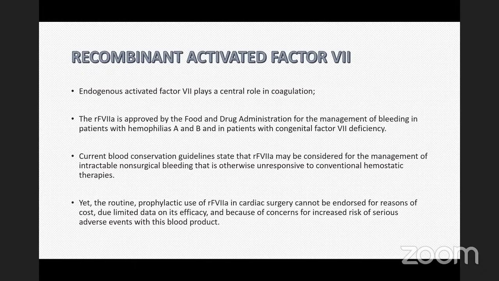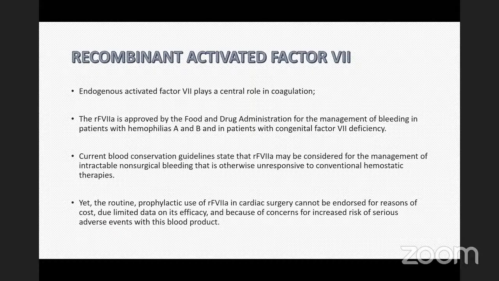The last two, as mentioned in the lecture, are the novel factors for the blood products. The recombinant activated factor 7: endogenous activated factor 7 plays a central role in coagulation. The recombinant factor 7 is approved by the FDA for management of bleeding in patients with hemophilia A, type B, and patients with congenital factor 7 deficiency as well. Current blood conservation guidelines state that recombinant factor 7 may be considered for management of intractable non-surgical bleeding that is otherwise unresponsive to conventional hemostatic therapies.